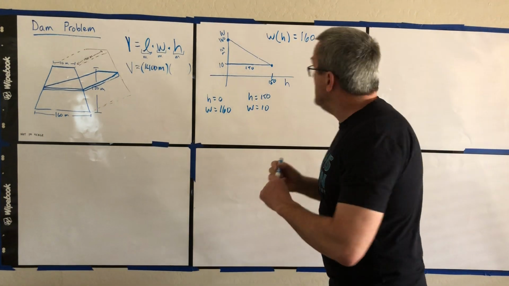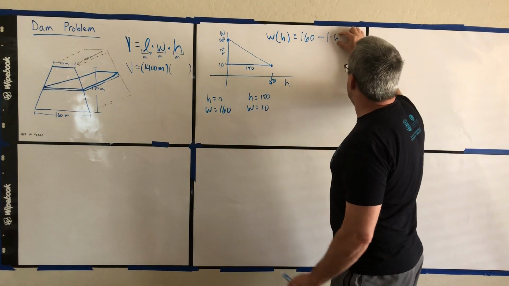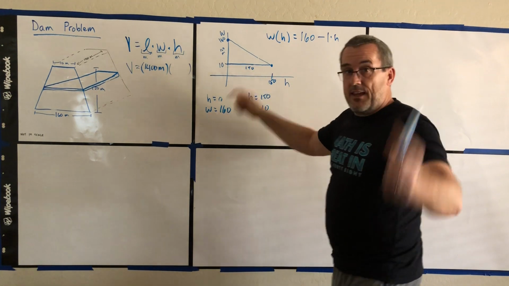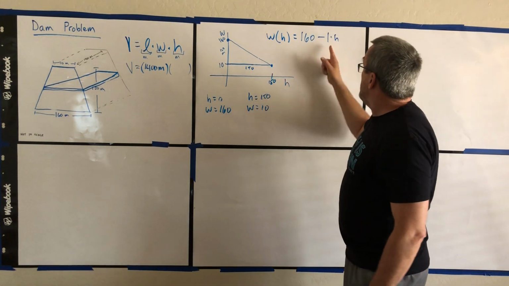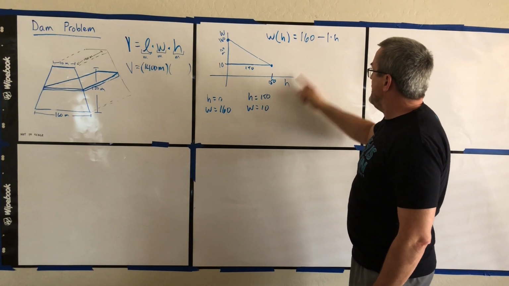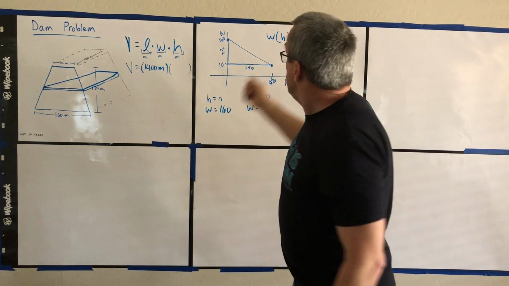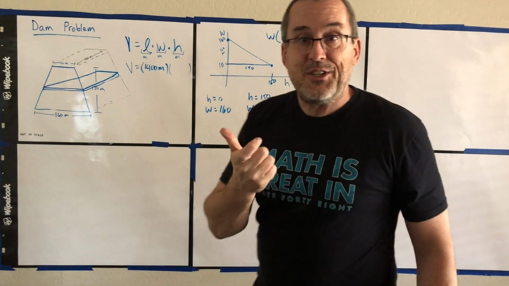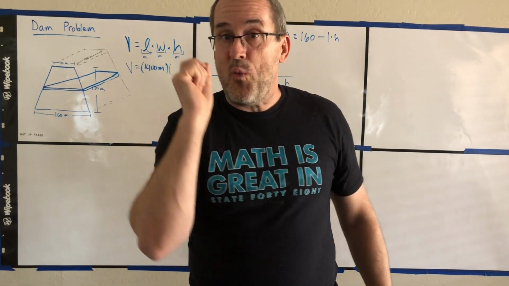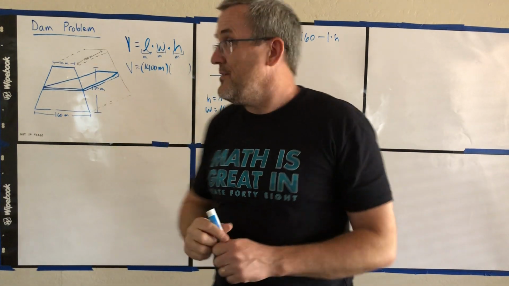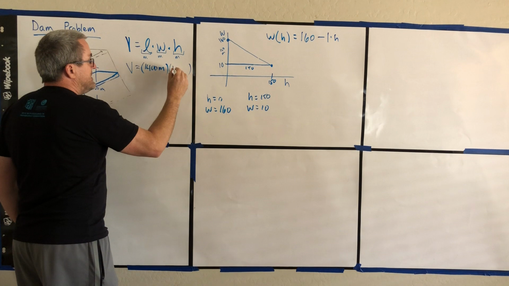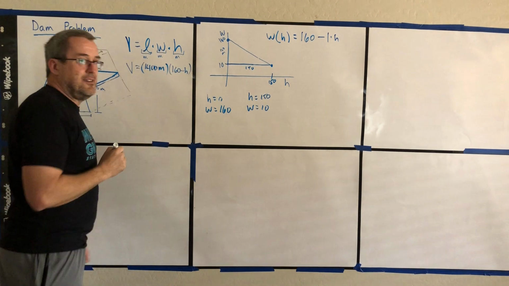Now just to get a sense of this, when h is 0, 160 minus 0 is 160. When h is 150, 160 minus 150 is 10. So this is a wonderful function to measure how that width changes relative to the height. So the width of this thing is 160 minus h.